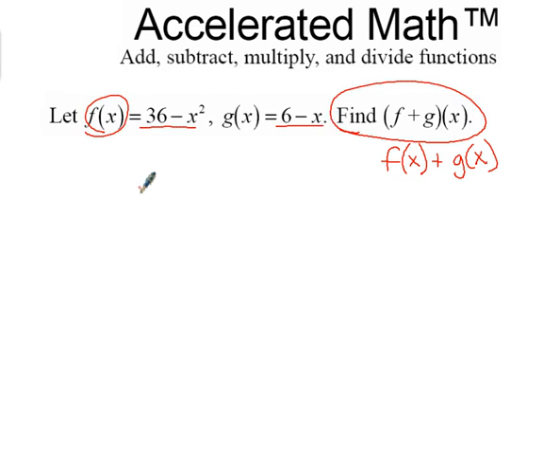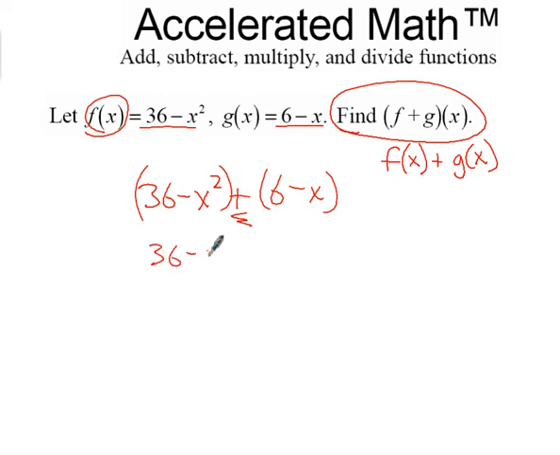So I'm going to start with f of x because that was first. 36 minus x squared plus g of x, which is 6 minus x. Sometimes you'll see them in parentheses like this. But when it's addition, all you're going to do is drop the parentheses, because the associative property of addition says that you can just drop those parentheses. You can reassociate things when it's addition.